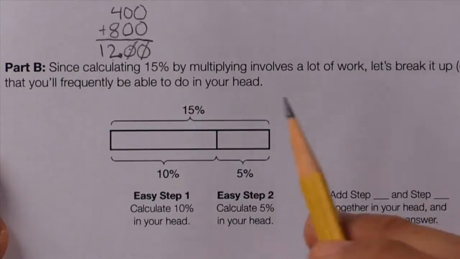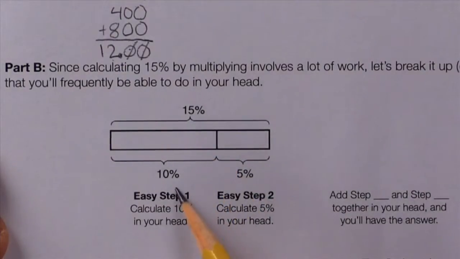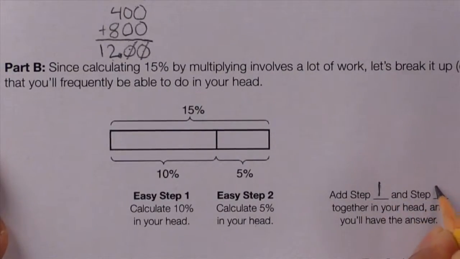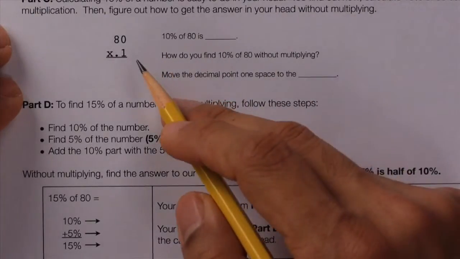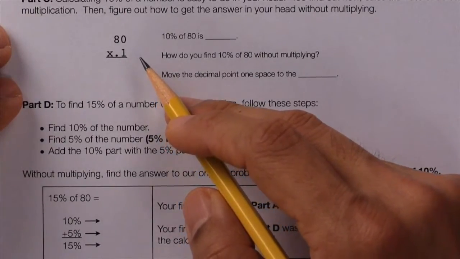In part B, we're going to take 15% and break it up into two easier parts, 10% and 5%. And you'll see that both of these can be easy to calculate in our heads. And all we have to do is add step 1 and step 2 together, and we'll have our answer. Let's start with calculating 10% of a number. Take a look at part C. We're going to calculate 10% of 80 on paper first, then we'll learn how to do it in our head.